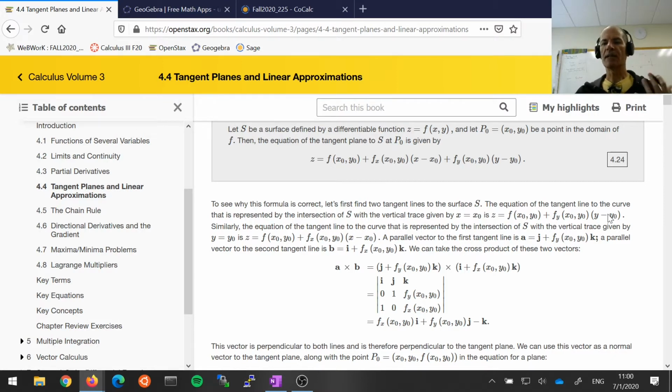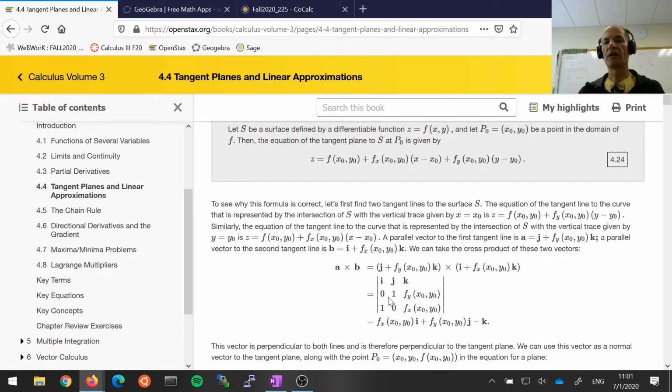If you want to take that at face value, great. Then we can quickly find the tangent vectors to these traces, a tangent vector in the direction of the y trace and a tangent vector in the direction of the x trace. We can compute the cross product of those two tangent vectors, and what we get is a vector that's perpendicular to those two tangent vectors, and consequently perpendicular to the surface at that point.